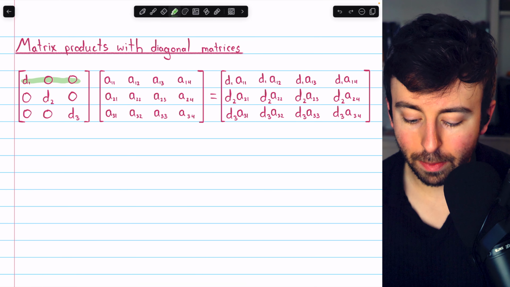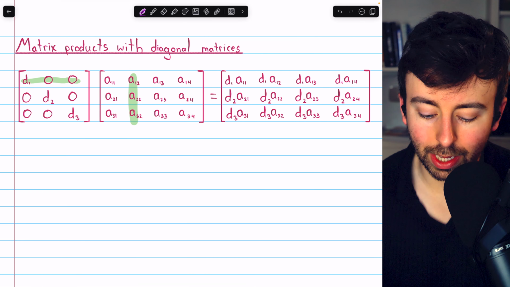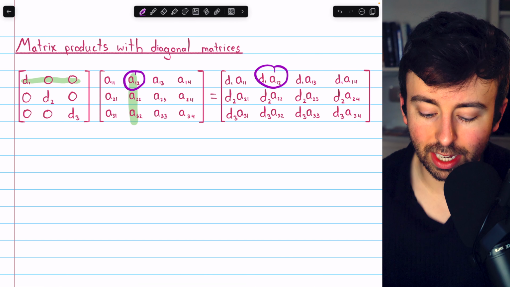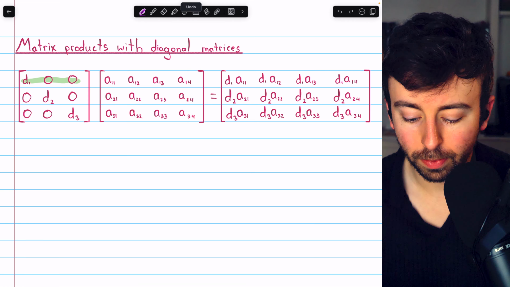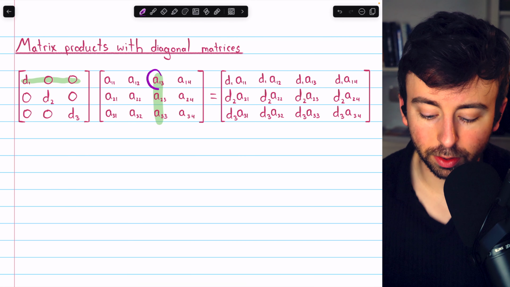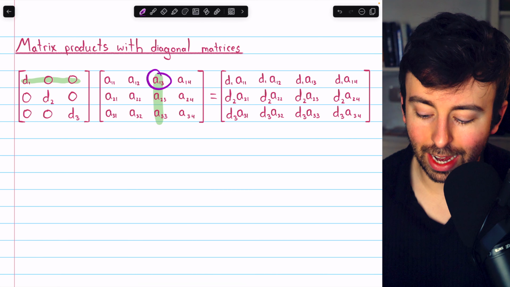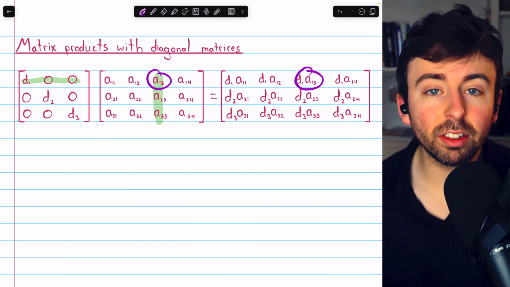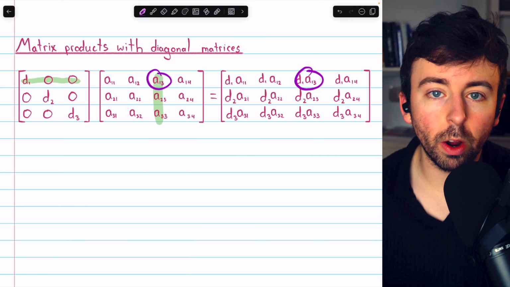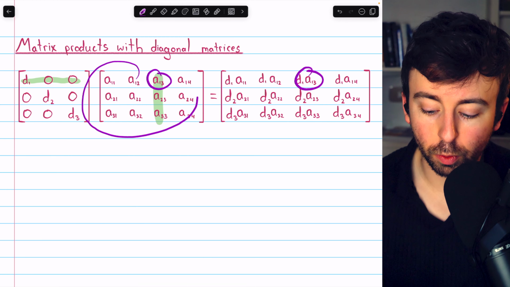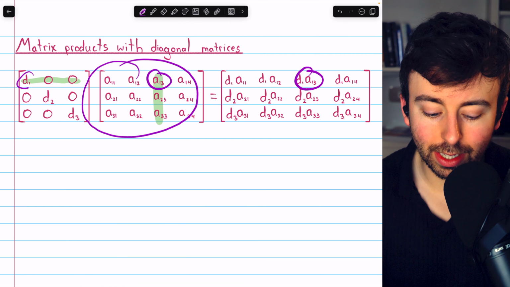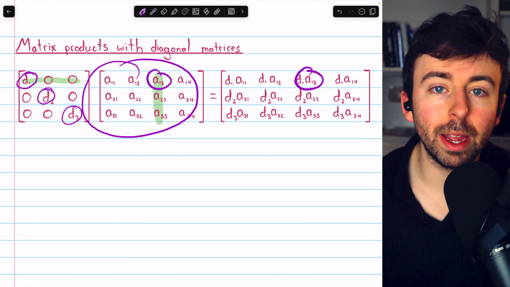And then row 1 would get matched up with column 2. And so again, this first entry in column 2 would get hit by D1. Everything else would be 0. And then row 1 would get matched up with column 3, and this first entry in column 3 would again get hit by D1, and so on. What's going to happen is that the subsequent rows of the matrix on the right are going to get multiplied by the subsequent diagonal entries of the matrix on the left.